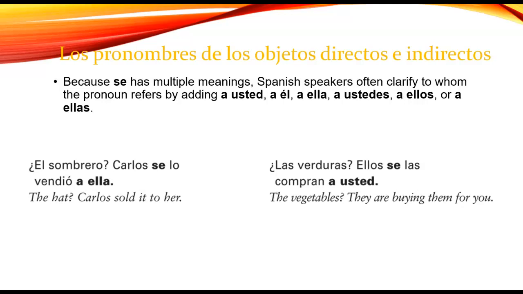Now that's when we don't have a person that was referenced beforehand. We only had the direct objects, el sombrero, which we changed to lo, and las verduras, that we changed to las. But we didn't have a reference as to a person. And so that's why Carlos se lo vendió a ella, and ellos se las compran a usted. Now, if it was something like, did Carlos sell the hat to her? Le vendió el sombrero a ella? Then we could just answer with sí, se lo vendió.